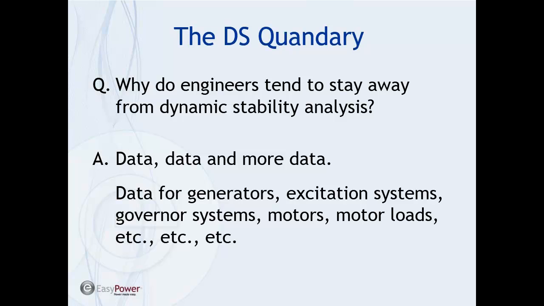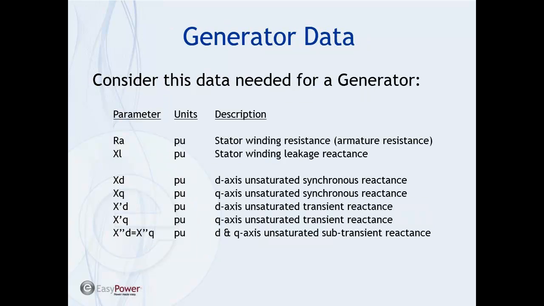So the quandary: why do engineers tend to stay away from dynamic stability analysis? One of the key answers, yes, is that it's more complicated. But in reality, I'll guarantee that in almost every case, it's the data factor. We need more data. If someone could make it easier for me to get data, for goodness' sake, I'd at least give this a try and see what's happening in my system. So data really is one of the big deals. Data for generators, excitation systems, etc. Consider this: how about the data needed for just one generator?